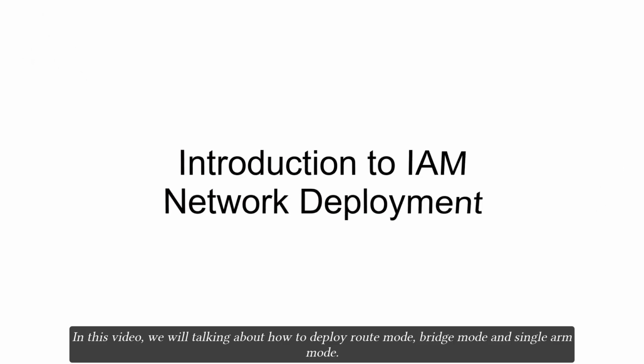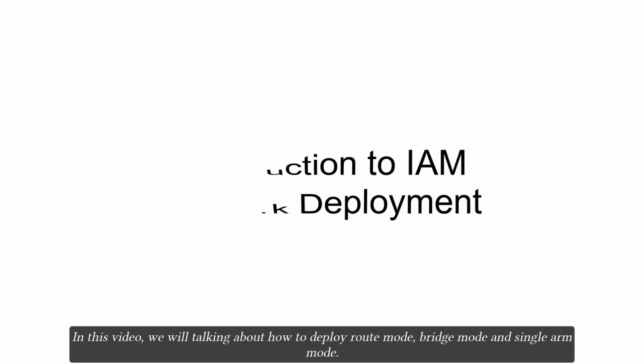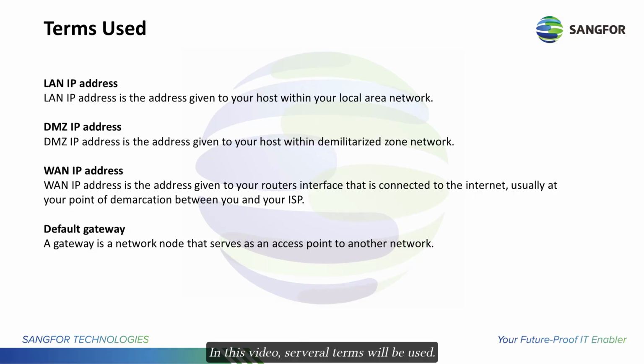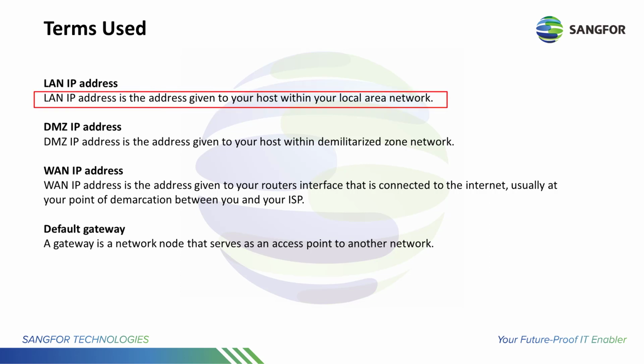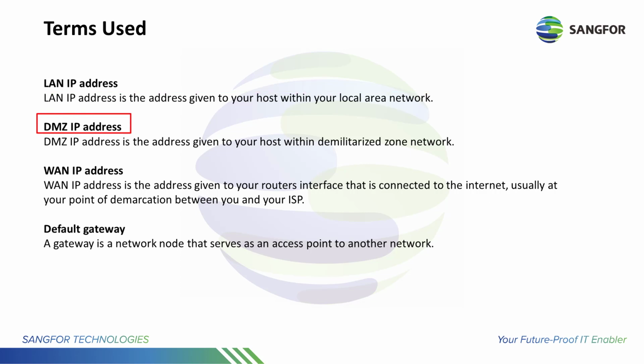In this video, we will be talking about how to deploy root mode, bridge mode and single ARM mode. In this video, several terms will be used. LAN IP address. LAN IP address is the address given to your host within your local area network. DMZ IP address. DMZ IP address is the address given to your host within demilitarized zone network.